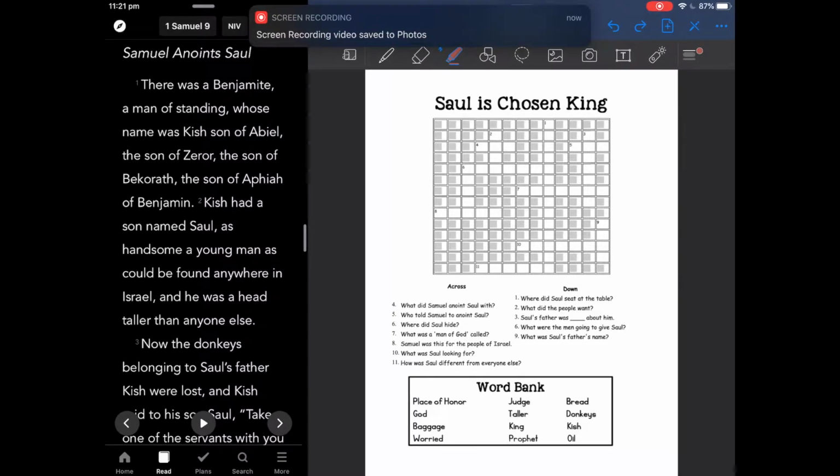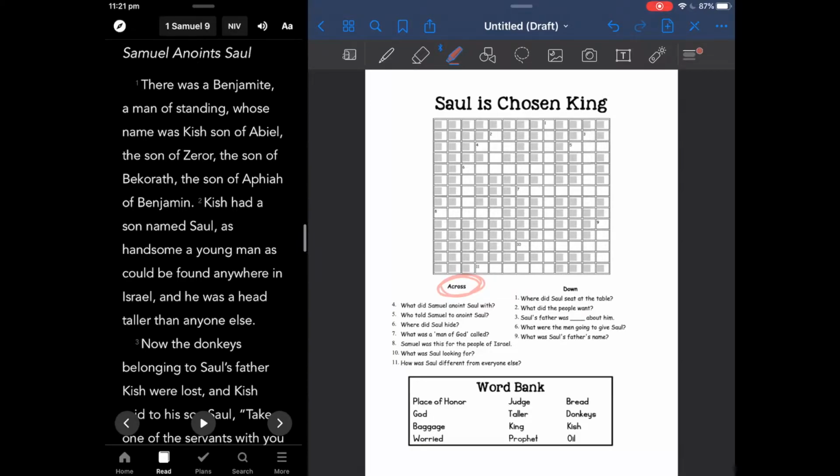I really recommend you guys to read 1 Samuel chapter 9 to 10 before you start this activity. So please pause your video and read 1 Samuel chapter 9 to 10 before you do. Okay, I'm going to assume that you guys have read. So let's start with a cross.